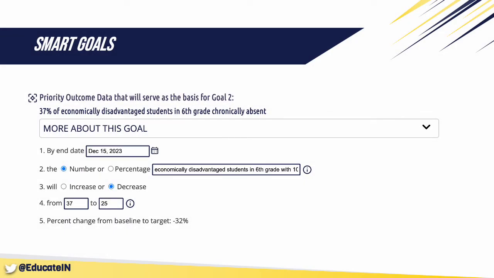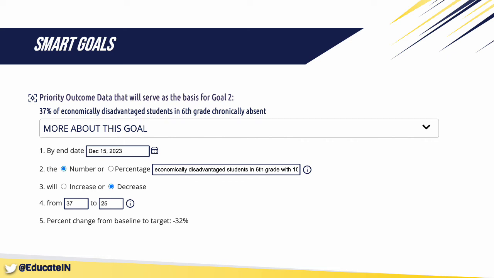Here's another example using the data I've selected for my closing the gap goal. In digging into my data, I realized that among the students who were chronically absent, a larger number of these students were in 6th grade and are economically disadvantaged. So my closing the gap goal seeks to reduce the number of economically disadvantaged 6th graders who have had 10 or more absences in a semester.